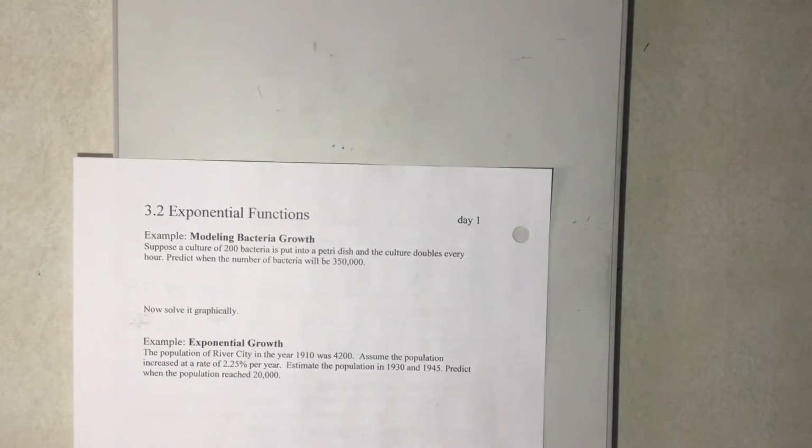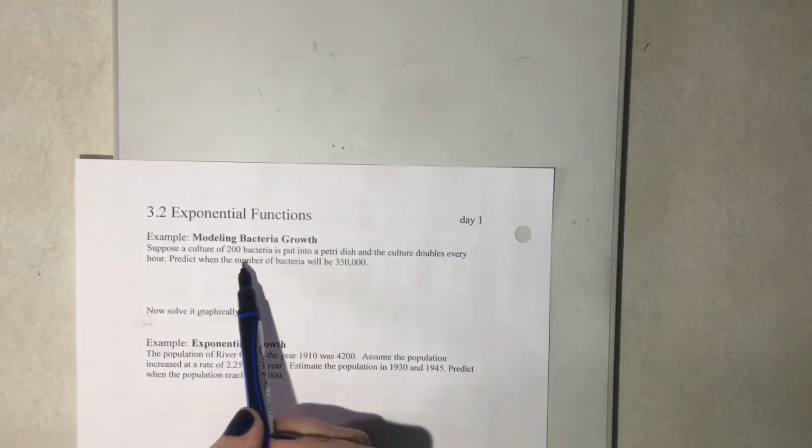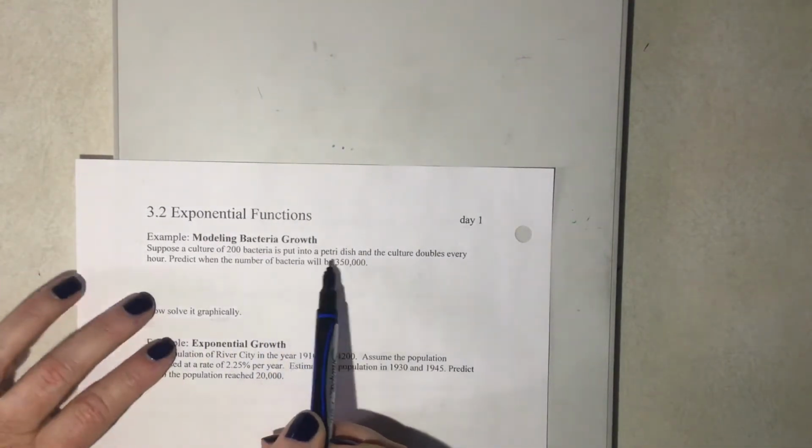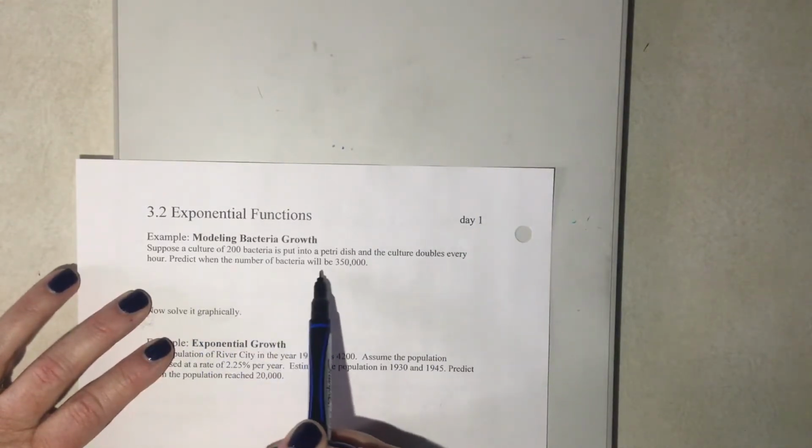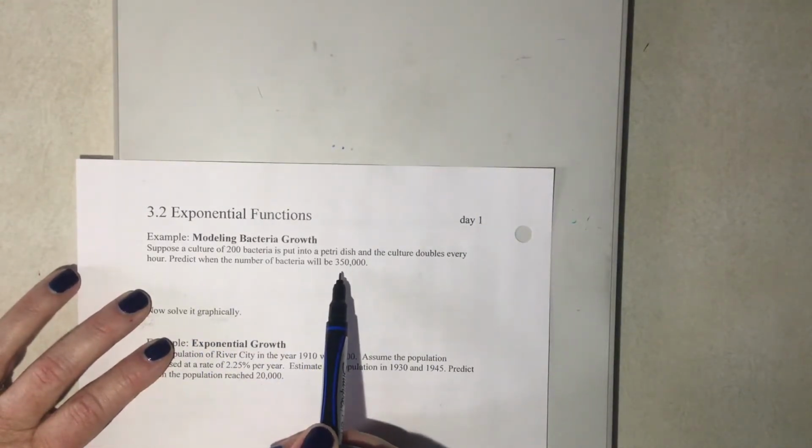Here we've got a culture of 200 bacteria put into a petri dish. The culture doubles every hour. Predict when the number of bacteria will be 350,000. This is similar to what we did yesterday with the population of Columbus.